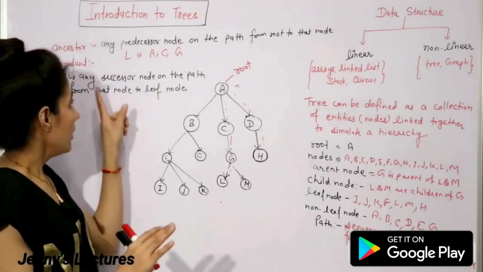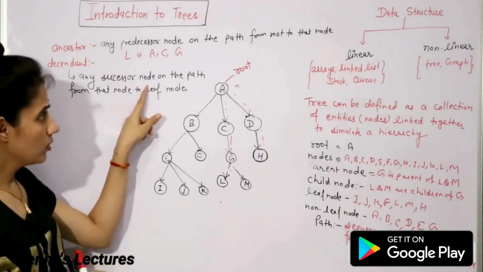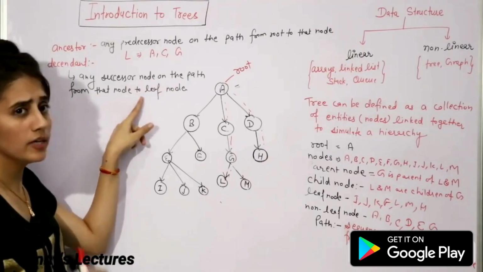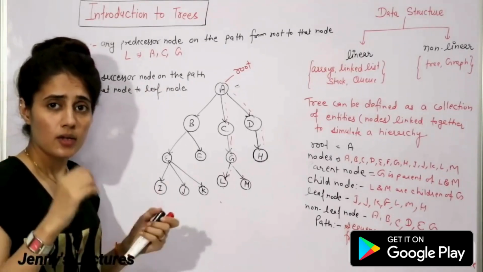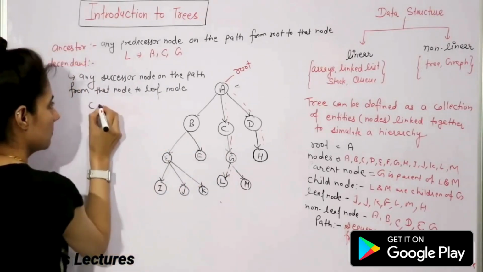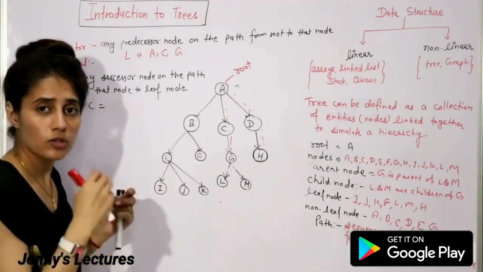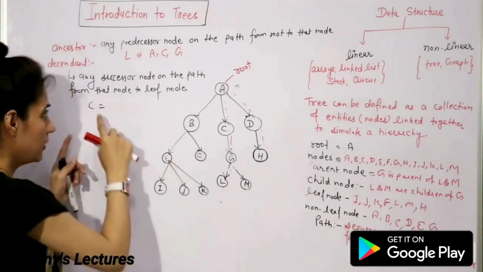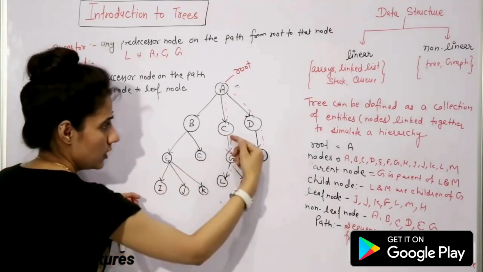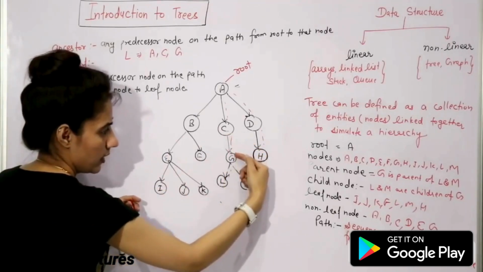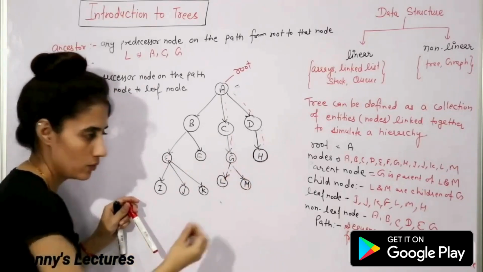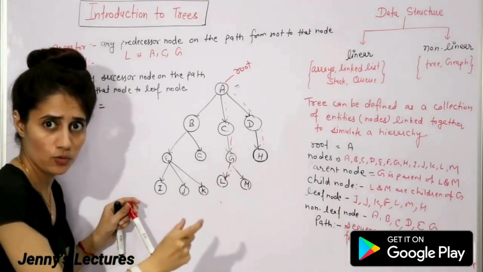Descendant is what? Any successor node on the path from that node to the leaf node. See, with example, if I ask you what is descendant of C, first of all find out the path from that node, means from C to leaf nodes. So from C, here I can go to G, after that I can go to L, I can go to M also. These are leaf nodes, we have reached the leaf nodes. Fine.